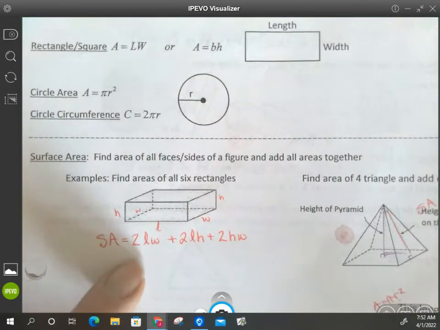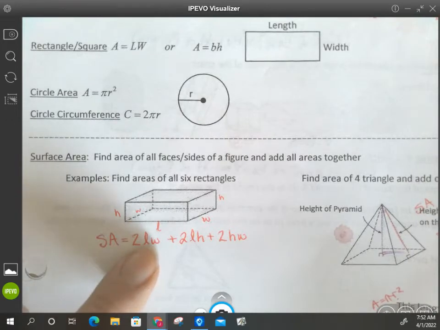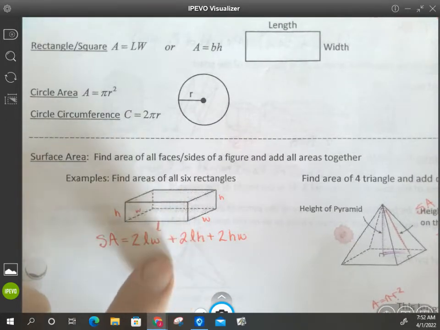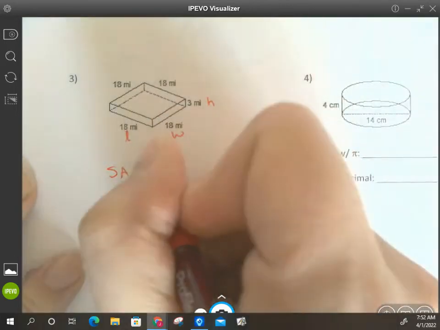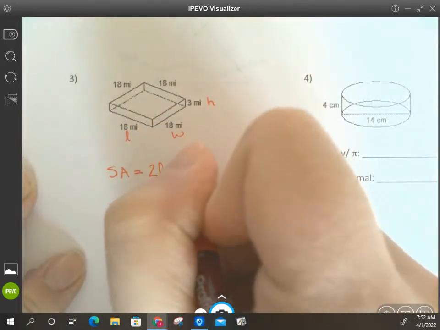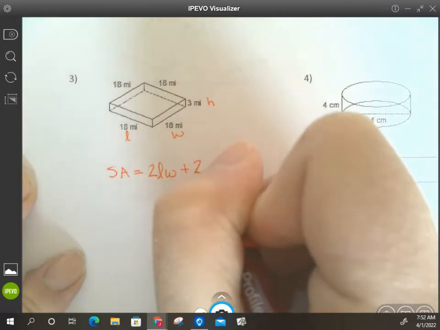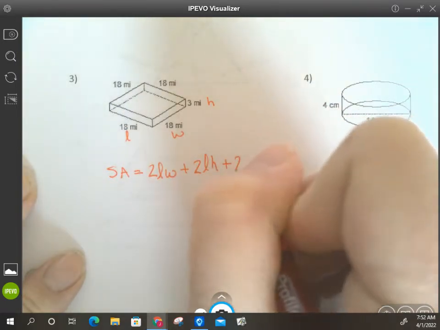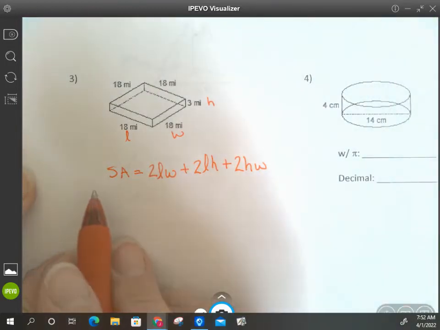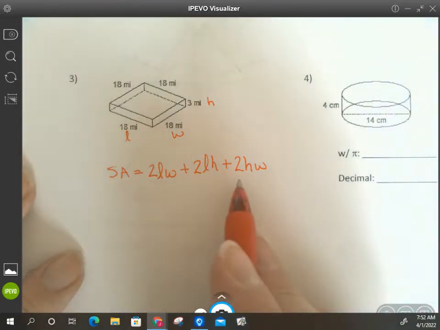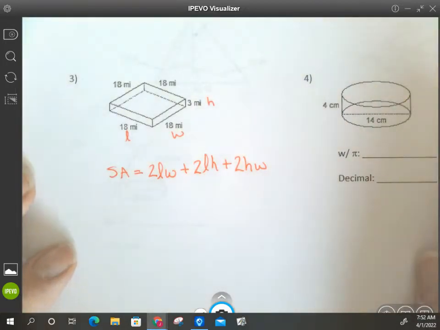We wrote it down. 2 of these, that's front and back, or top and bottom, sorry. Here's your front and back, and here's your sides. So let's write that down. We'd have 2LW plus 2LH plus 2HW. Now, I actually have the word SA here because once I plugged this in, I found surface area. I want to go back up real quick to number 1 and 2.